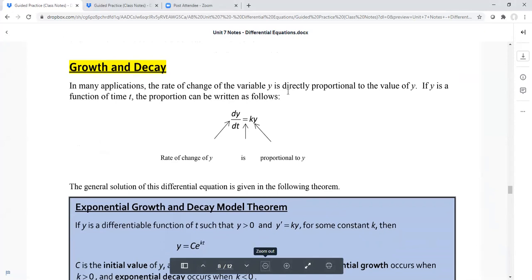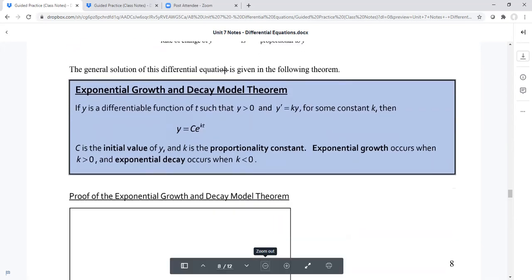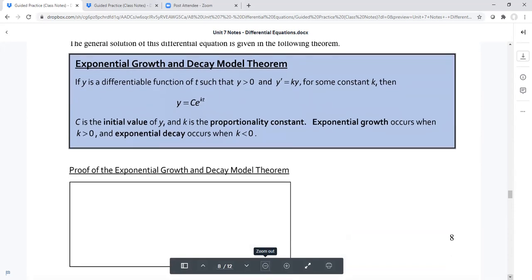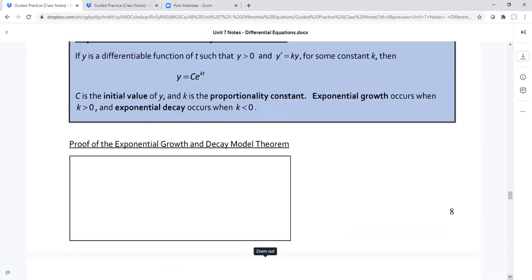So the rate of change in growth and decay problems, the variable y is directly proportional to the value of y. This goes back to that first lesson on direct proportion, where k is some constant of growth or decay, and dy dt is that rate of change. We are going to solve this and show that when you do a rate of growth and decay, this dy dx equals ky will simplify to y equals ce to the kt power, and then we're going to use this to solve some problems. So we're going to go through and do this, show that derivative.